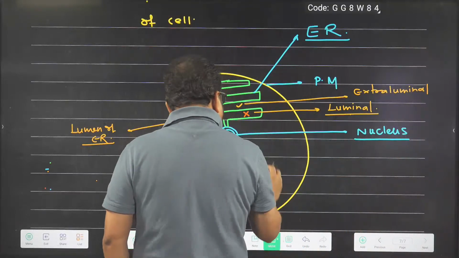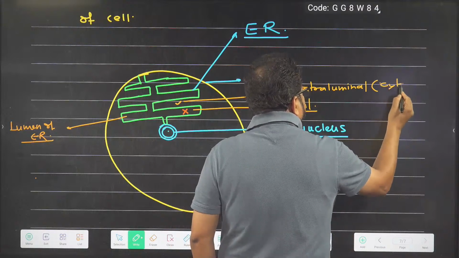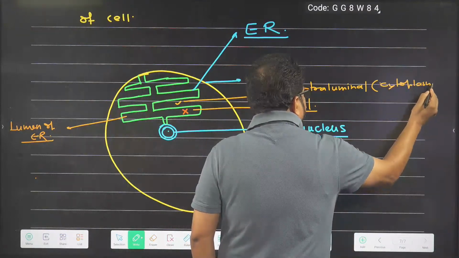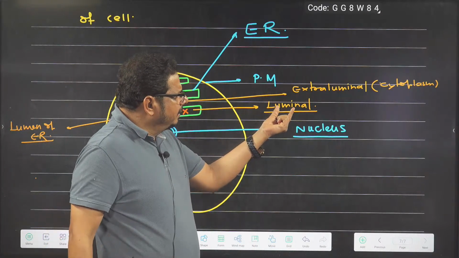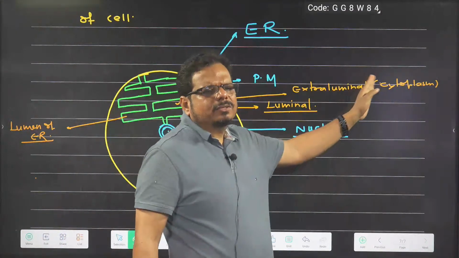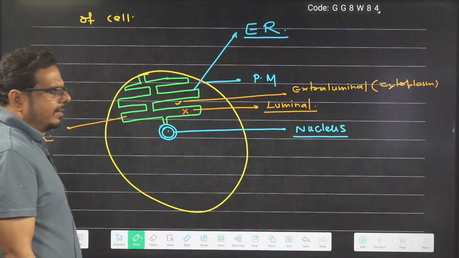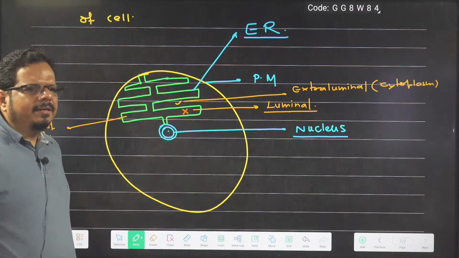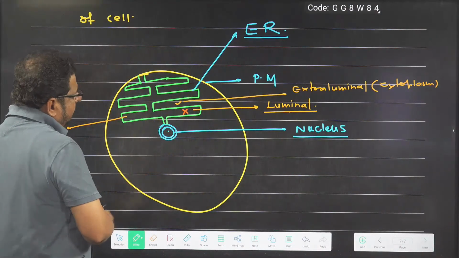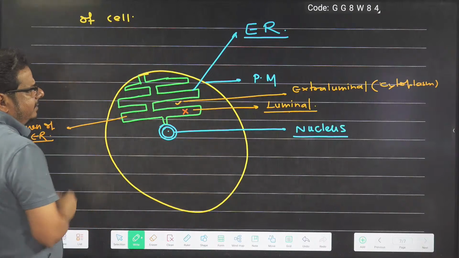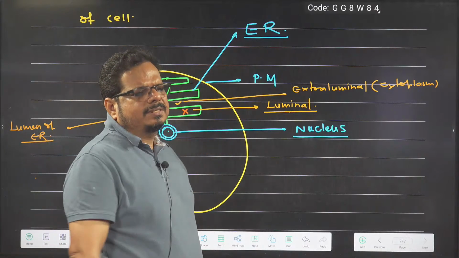And this extraluminal part is called cytoplasm. So cytoplasmic content inside the lumen is luminal, outside the lumen is called extraluminal. You got the idea? Are you able to differentiate between luminal and extraluminal? So inside the entire cell, you will find such a network-like structure. I just showed only one side. This is present all around the cell.